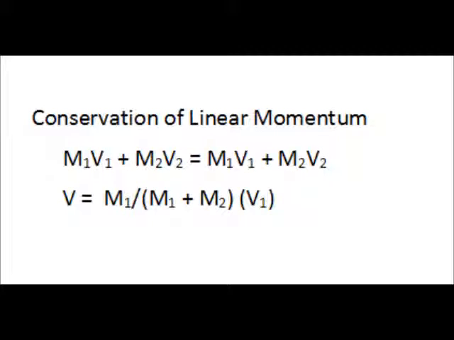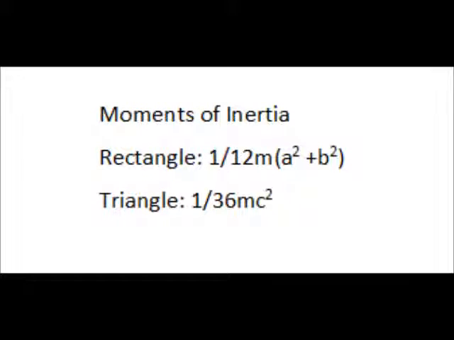To start, the conservation of momentum needs to be applied to this collision. This simply relates the masses and initial velocity in order to solve for the velocity of the center of mass of the new compound. After this has been completed, the moments of inertia must be calculated for both the rectangle and the triangle.